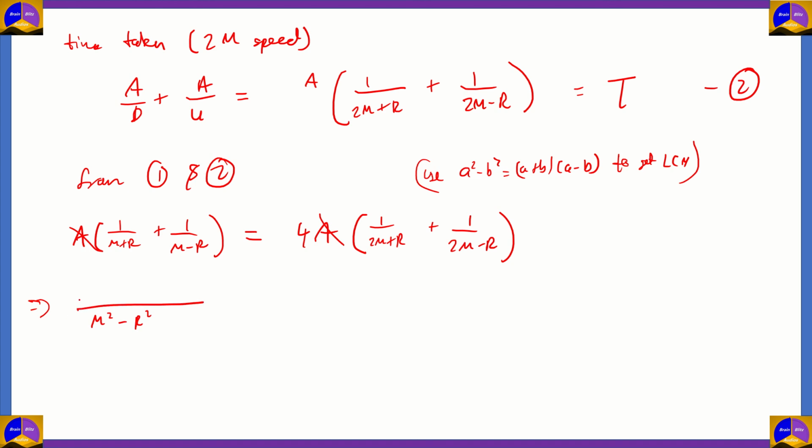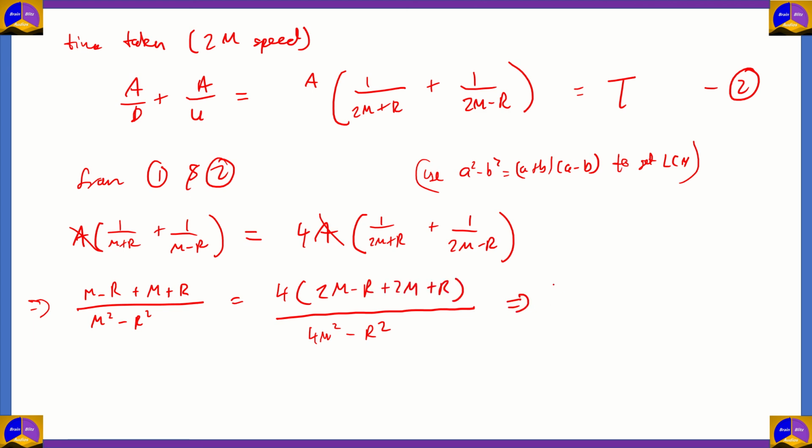In the numerator, it'll be m minus r plus m plus r. And on the right-hand side, we get 4 times. The denominator here will be 4m squared minus r squared, because 2m the whole square gives you 4m squared. And we get 2m minus r plus 2m plus r.